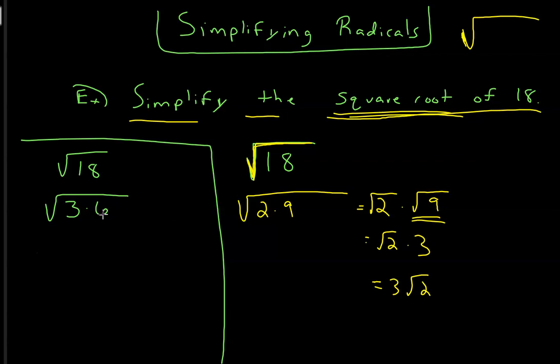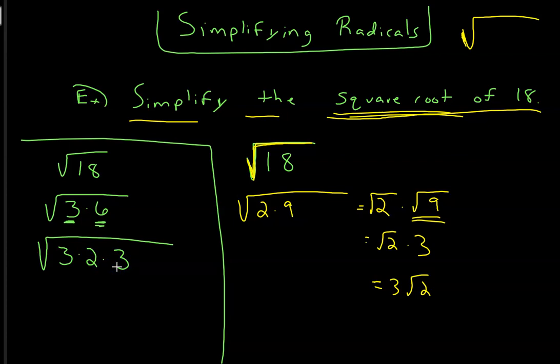If you don't know the perfect squares, the best way to get the right answer is to break it down to all prime numbers. So 3 is prime. No number can go into 3 but 1 and itself. 6 isn't prime. It's composite. It has factors. So we want to break that apart. 3 is prime, so it comes along. The 6 can be broken apart to be 2 times 3.